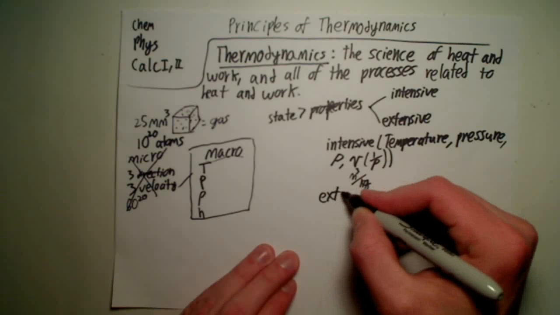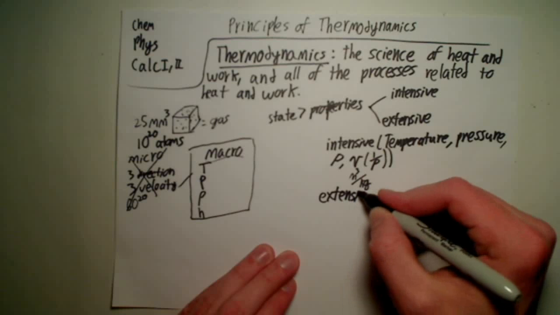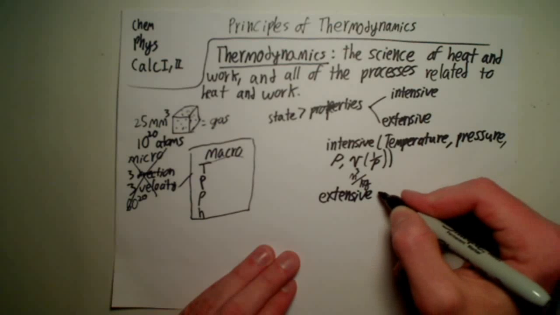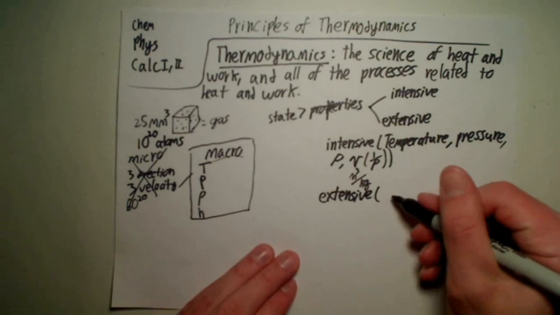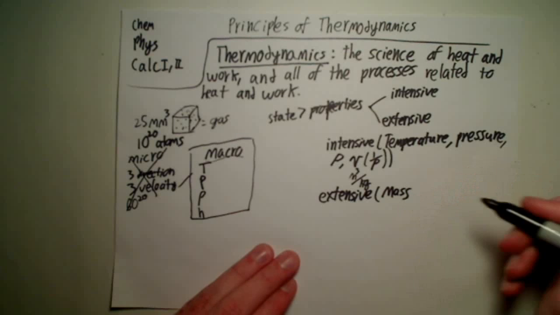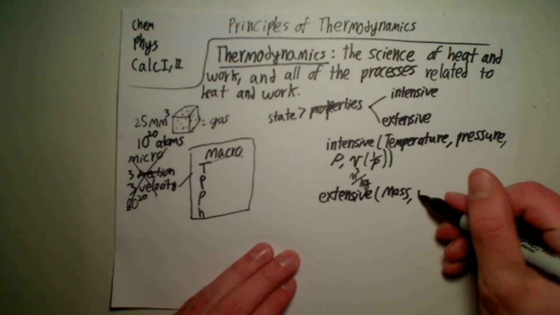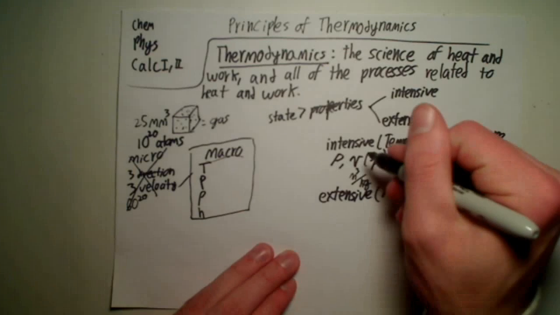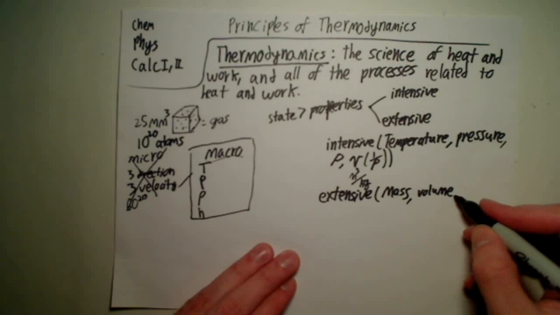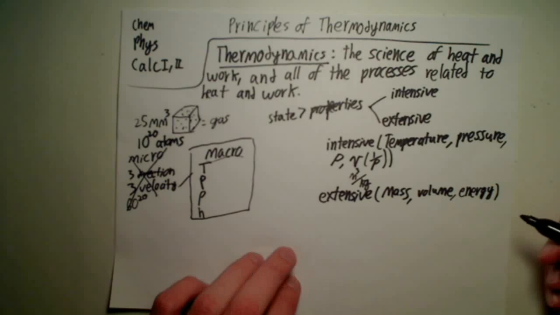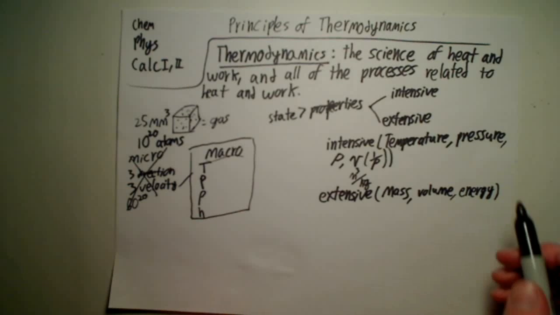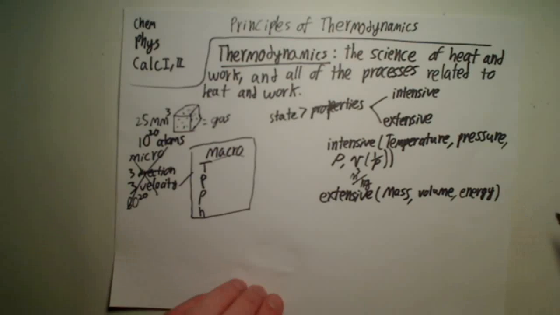And now we have extensive properties, which are the opposite of intensive properties. Those are ones that are dependent on mass. So that would be mass, because mass is very dependent on how much mass you have. Volume, not specific volume, just regular volume. And even energy. And I say energy because we will be working with energy. Heat is a form of energy, and so is work.